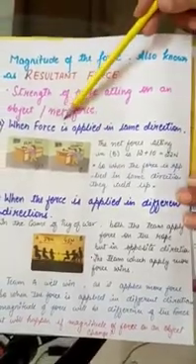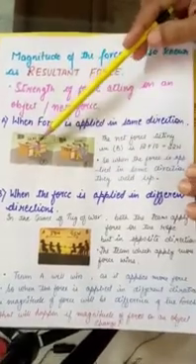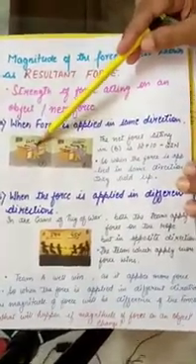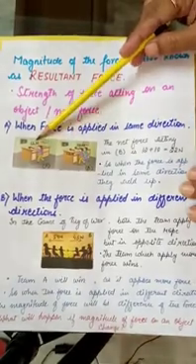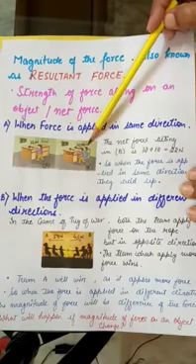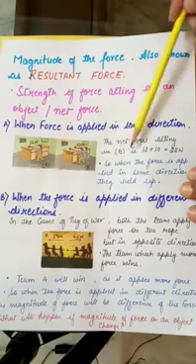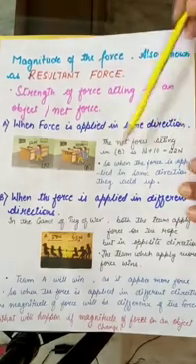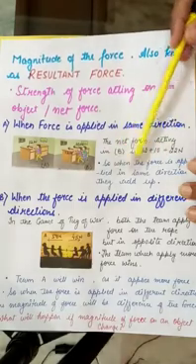What happens when the force is applied in the same direction? Suppose in figure A, this person wants to shift this table. He alone applies a force of 12 Newton. If he is accompanied by someone else who applies a force of 10 Newton in the same direction, the resultant will be the sum of the two forces. So, when the force is applied in the same direction, they add up.